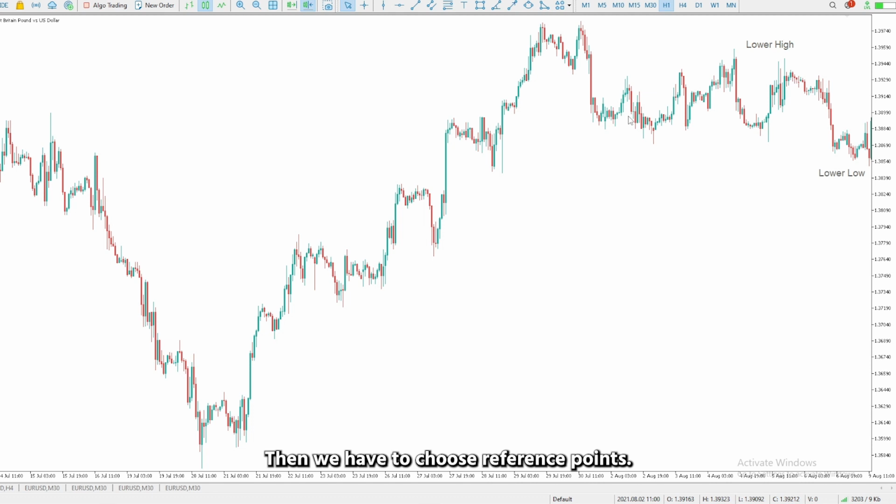Then we have to choose reference points. The start point is here, and then we have here.